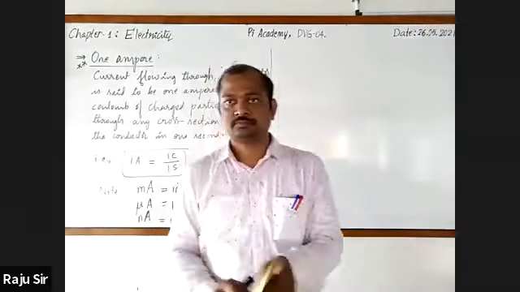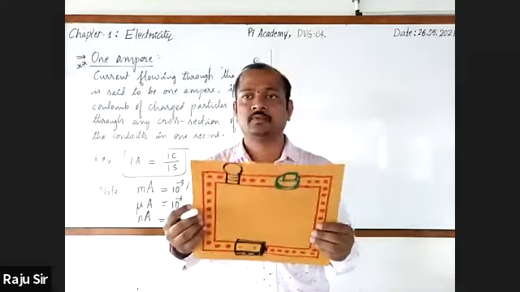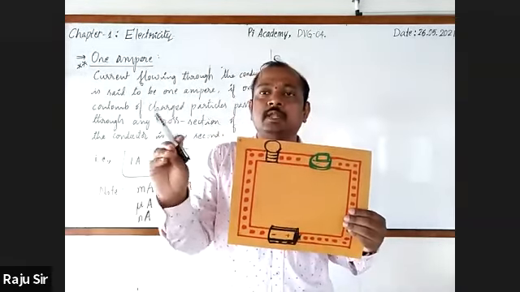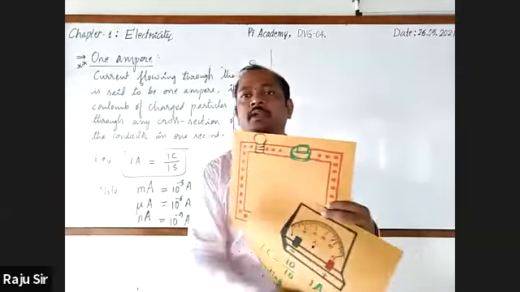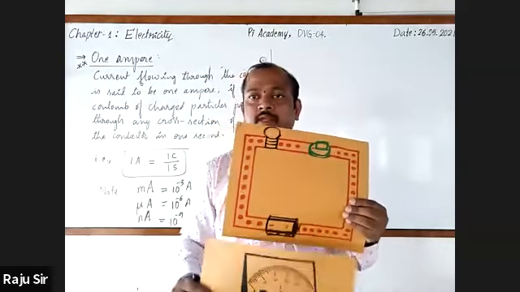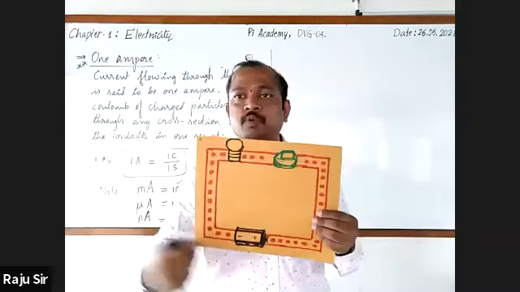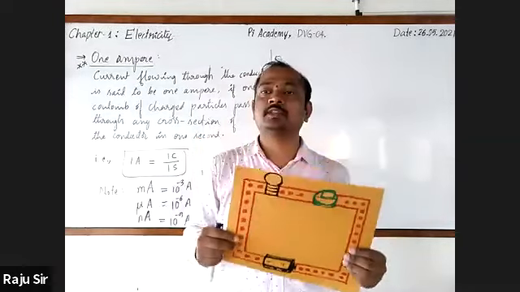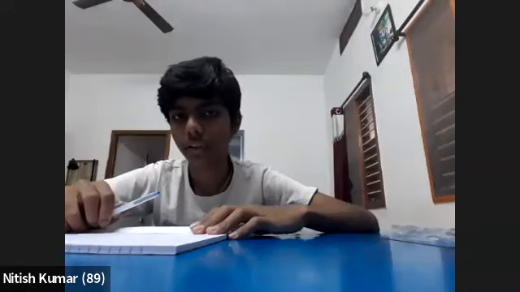Suppose some amount of current is flowing in the conductor. There may be a very small amount of electric current. When a very small amount of current is flowing, under such condition, we cannot go for using this ammeter. Under that condition, to detect whether the current is flowing in the conductor or not, we go for using another device, which is also called a current detecting device. Do you know what it is? Voltmeter. No.